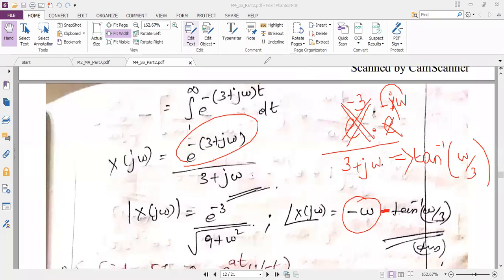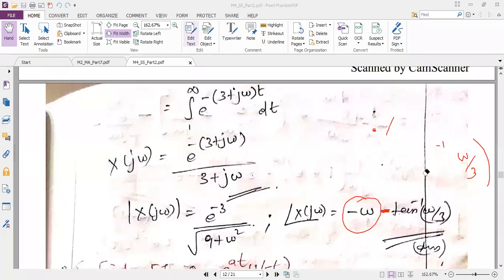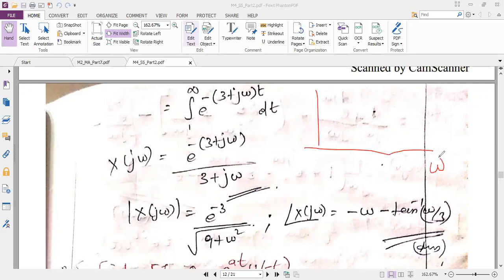Now sometimes they may ask you to draw the spectrums, magnitude and phase. If they ask you to draw the spectrum, any idea how to do it? For example, for magnitude, my x-axis is omega and my y-axis is magnitude of X of j omega. So tell me what I have to do here to find the magnitude.